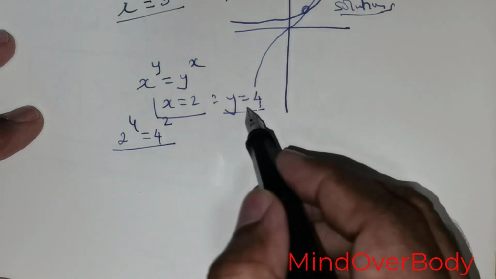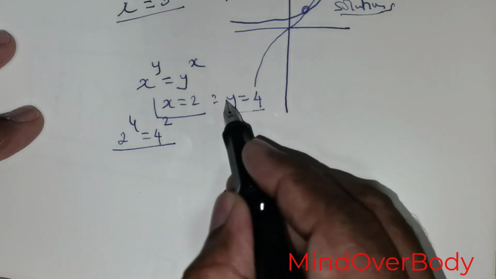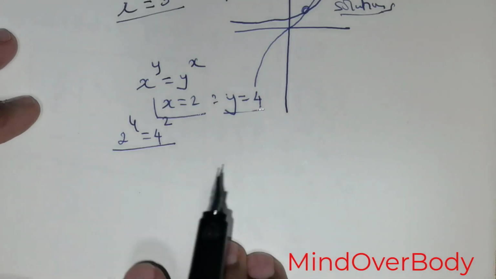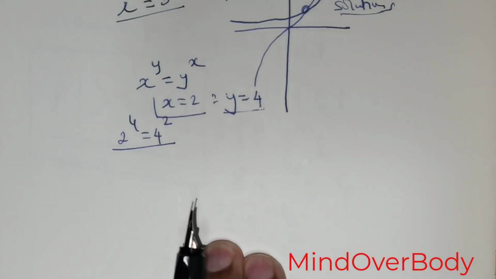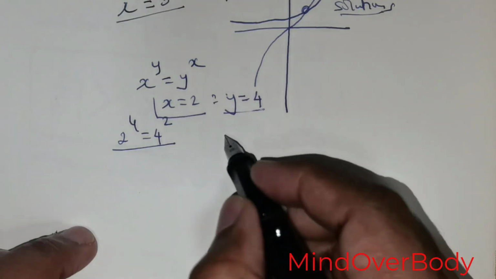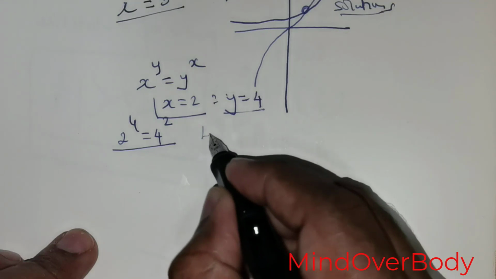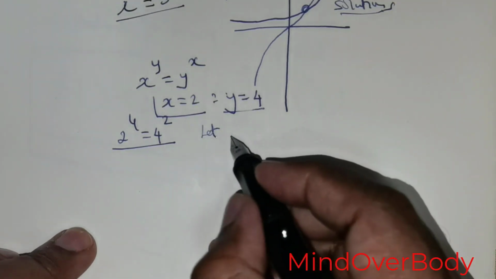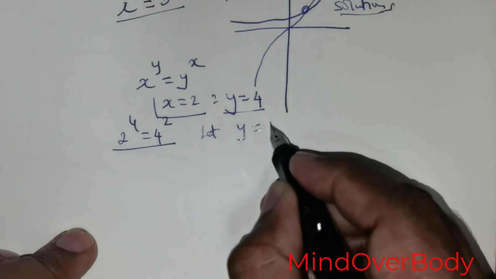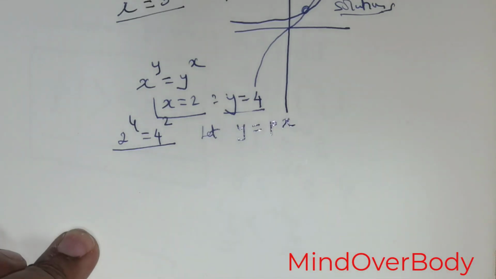It is important for us to observe that y can be written as some constant times multiple of x, because in this case y is 2 times x. So to solve this question, I'm going to assign a value for y. Let y be equal to some p times x.